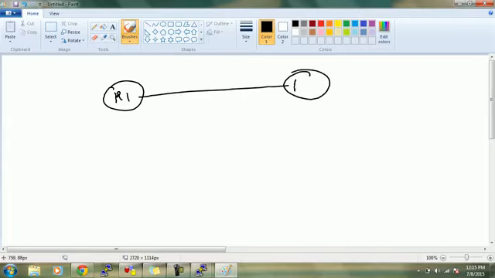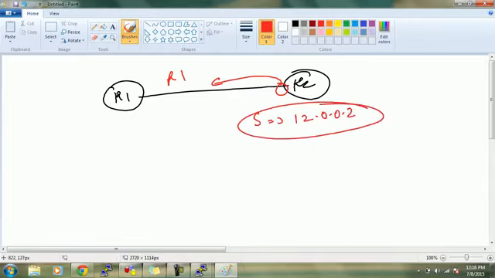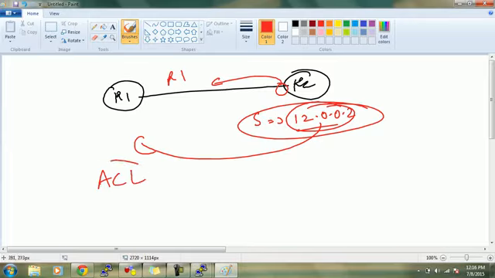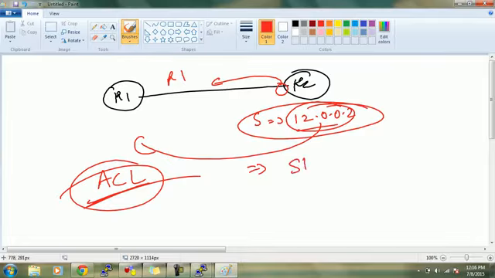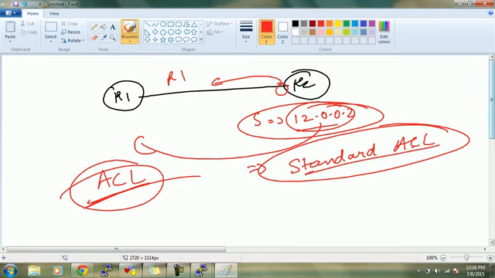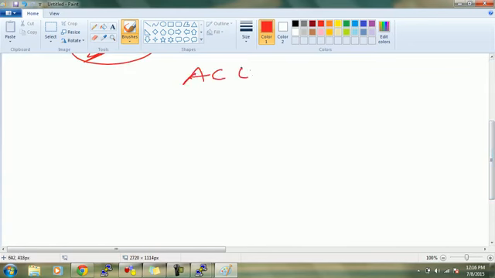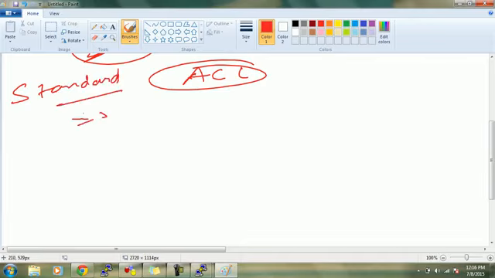R1, R2. When R2 tries to SSH to R1, the source will be 12.0.0.2. It means I have to block this source on R1, agree? But the thing is, you don't know about ACLs. What you have to do, guys, is I am telling you some things about standard ACL. A brief introduction about standard ACL.